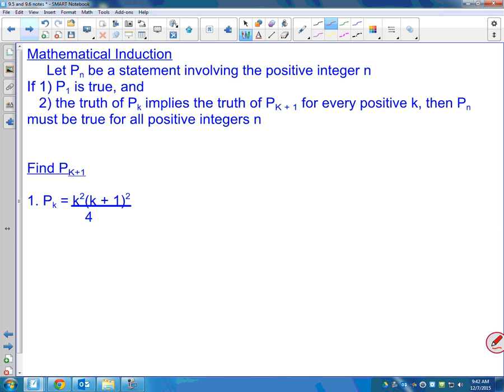So it says, let P sub n be a statement involving some positive integer n. Step 1, show that the formula works for 1. So step 1, P1 is true. Show it works for n. That's the easy part. It's like the given in a 2-column proof, right? You know to do that part.